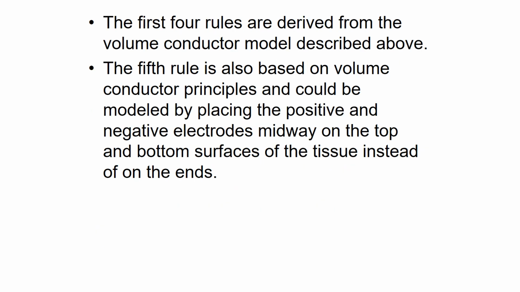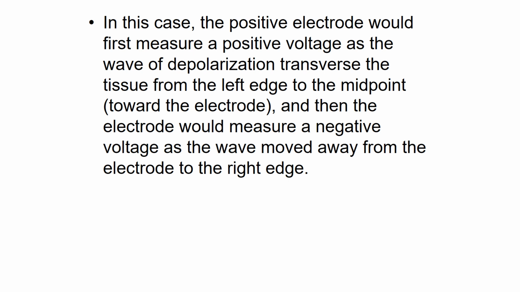The first 4 rules are derived from the volume conductor model described above. The 5th rule is also based on volume conductor principles and could be modeled by placing the positive and negative electrodes midway on the top and bottom surfaces of the tissue instead of on the ends. In this case, the positive electrode would first measure a positive voltage as the wave of depolarization traverses the tissue from the left edge to the midpoint, toward the electrode, and then the electrode would measure a negative voltage as the wave moved away from the electrode to the right edge.